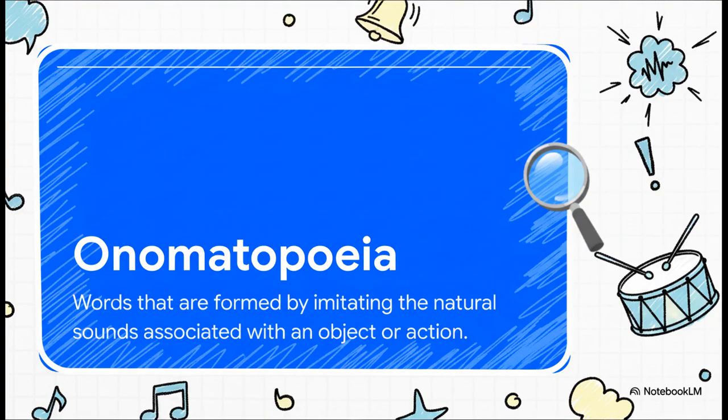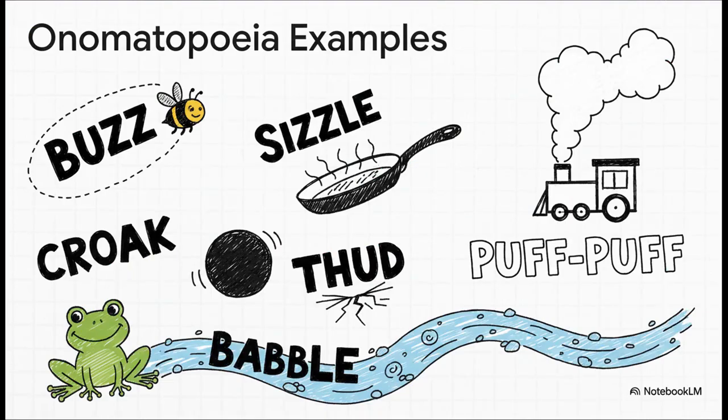Okay, next up is a word that's almost as fun to say as it is to use, onomatopoeia. These are words that basically sound like the thing they're describing. The word itself is an imitation of a sound. It's language at its most playful. Things like babble, croak, buzz, sizzle, thud, puff. You don't just read these words, you almost hear them, right? It's like a direct line from the page to your ears, and it makes writing feel so much more alive and immersive.